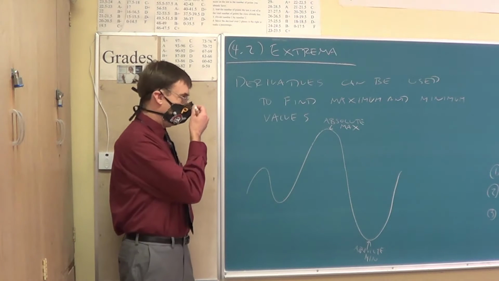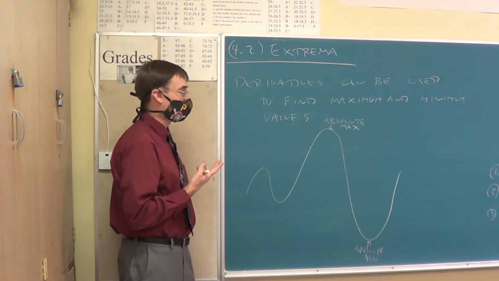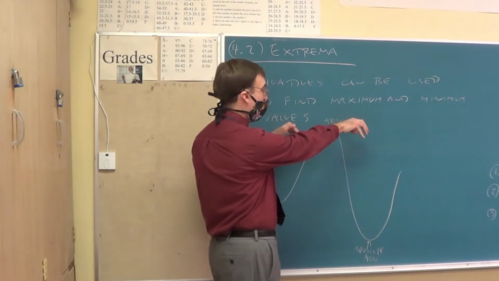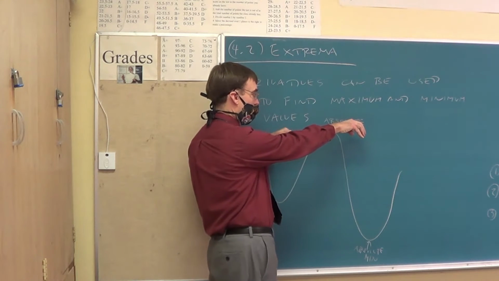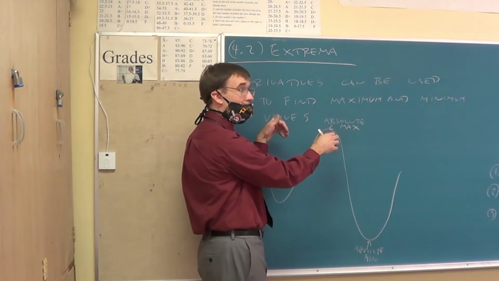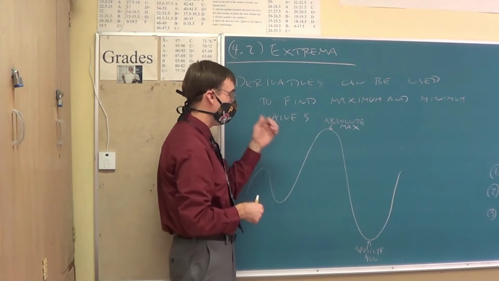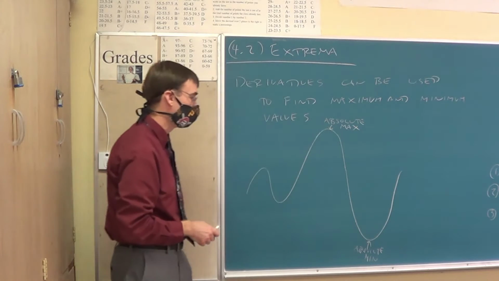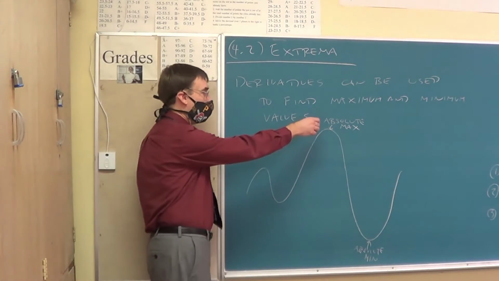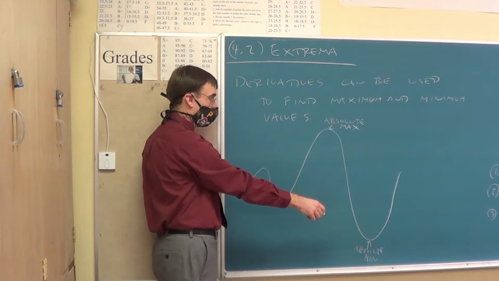Would it be possible to ever have two absolute maxes? Yes. You could have two mountaintops that happen to be the exact same height. Is that likely? Probably not, but it could happen. You could have a tie for absolute max, or a tie for absolute min. But most of the time, you'd get one max, one min in the absolute world.